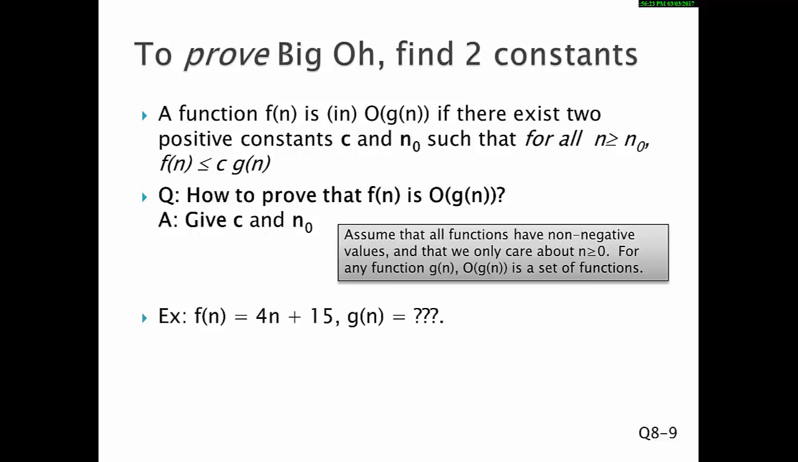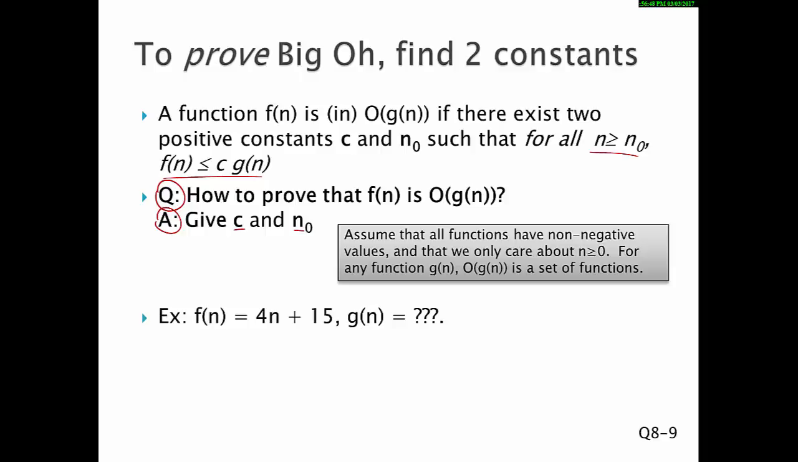We're typically going to ask you to do proofs where you have some functions and you have to prove that something is big O of something else. To do this, you're going to find two constants. Here's our definition right here. Again, there have to be two positive constants such that for all n that's at least n naught, this inequality is true. So if I ask you, how do you prove that it's big O? The answer is that you have to give the two constants.